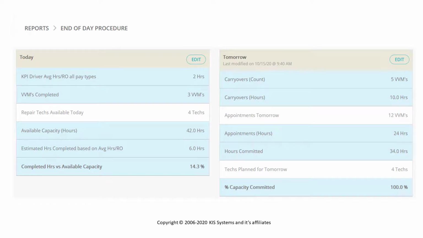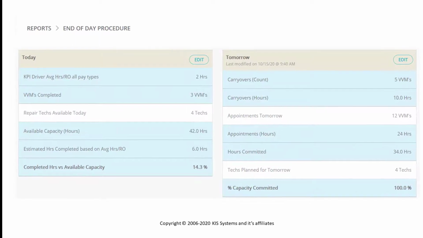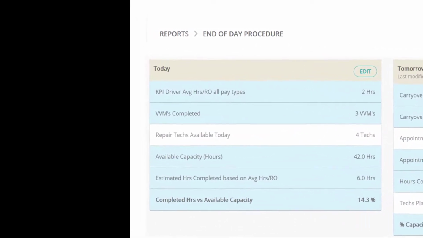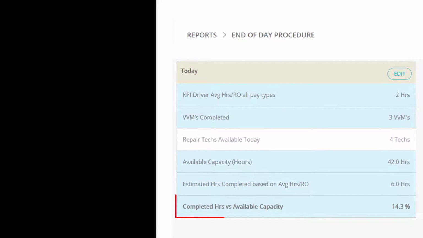The end-of-day procedure is a management exercise to assess the department's use of the capacity available. Average hours per RO is used for calculation and established at installation. It can be updated as performance changes. The Today worksheet is a rough calculation that allows management to view real-time whether all the available capacity was used based upon technician availability.